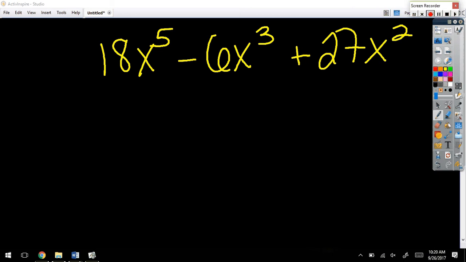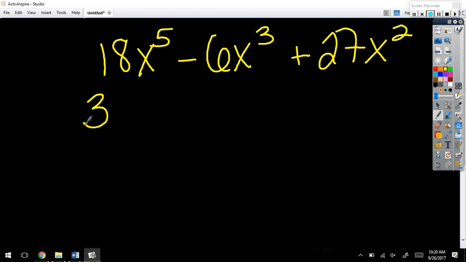Let's take this one step at a time, okay? When you see something as they get bigger, you've got to take a step at a time. Look at the coefficients, okay? That's the numbers in front. Don't think about the variable yet. What's the biggest thing that you can divide 18, 6, and 27 by? 3. Does everybody agree? The GCF is 3 for the coefficients, right?